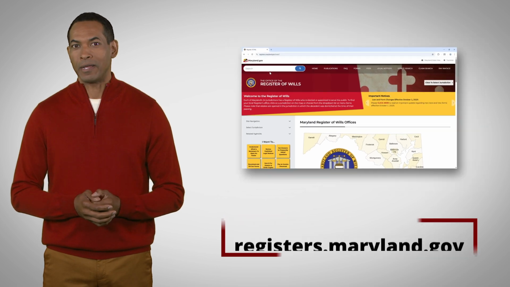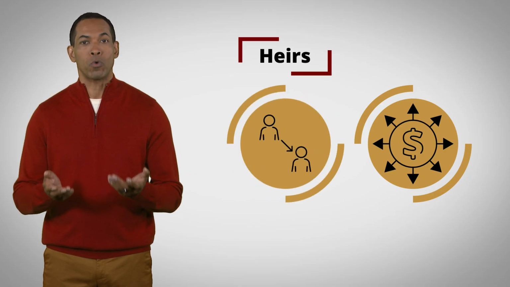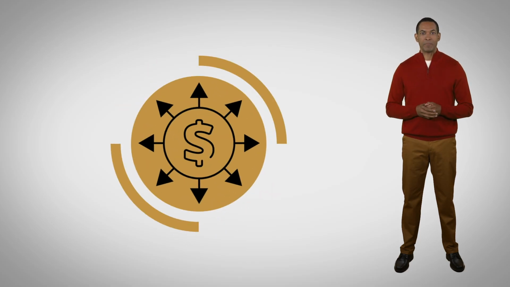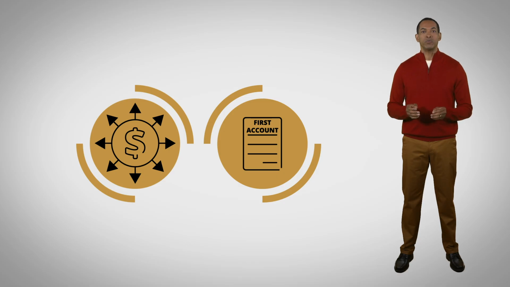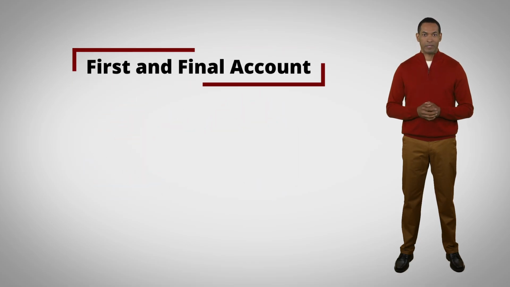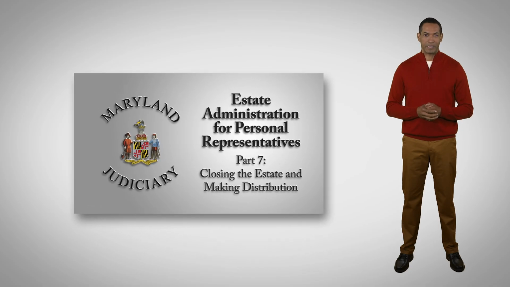As a reminder, you will pay outstanding debts and claims before distributing what is left in the estate to heirs or legatees. If you are ready to distribute that remaining balance of the estate's property when filing your first account, this will be your first and final account. We will discuss the final account more in Part 7 of this series.